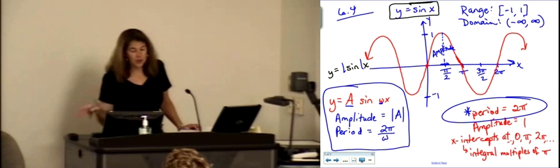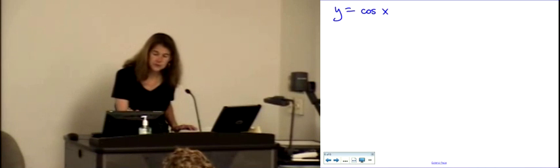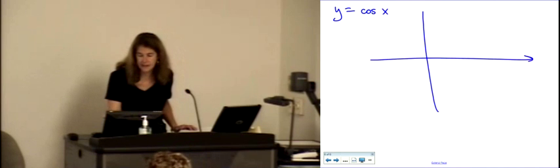This same stuff holds for the cosine graph. Let's go ahead and refresh our minds on the cosine graph, and then we'll look at some where we actually have to decide the amplitude and the period. And we'll even sketch the graph, okay? See what those look like. So y equals cosine x. This was the other graph we looked at last time.